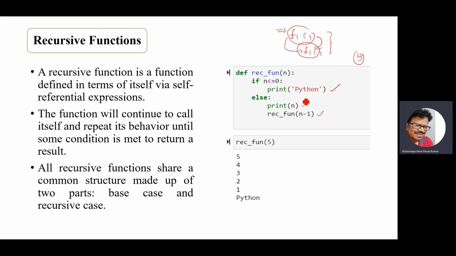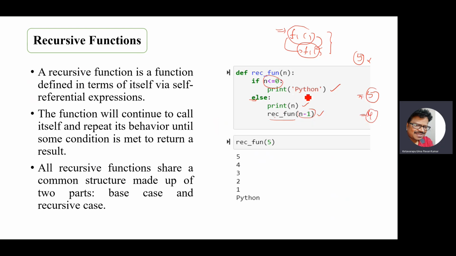Suppose I am giving 5. First it is checking whether it is less than or equal to 0. Wrong. So it goes to the else part. First it prints the 5. Again, we are calling the recursive function with n minus 1. What is the n minus 1 value? N is 5, so 4.